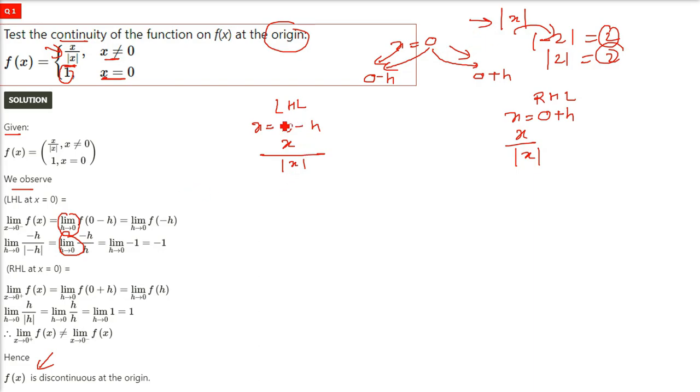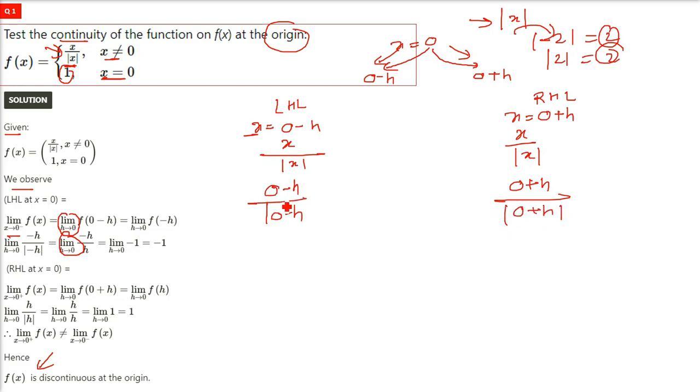Okay. So x is 0 minus h, put it here, x is 0 minus h. Here also 0 minus h. I hope you are going to write all of these by yourself. This is the way you have to write it. Here on the right hand side, we are going to do 0 plus h and 0 plus h here.